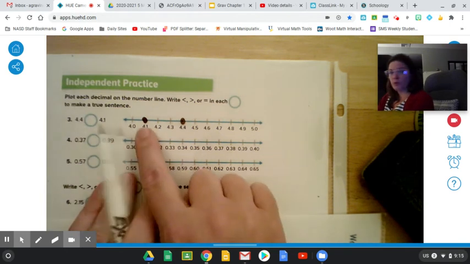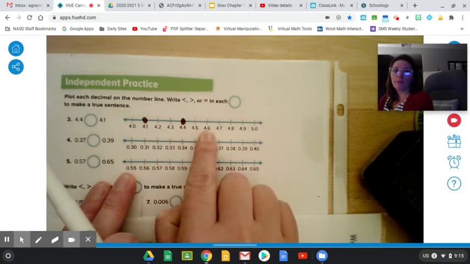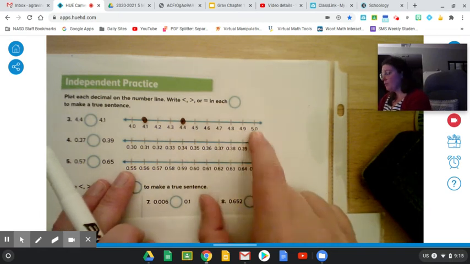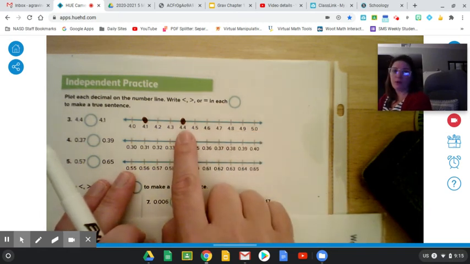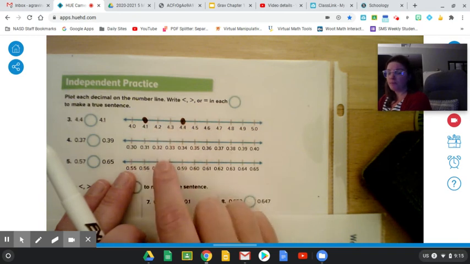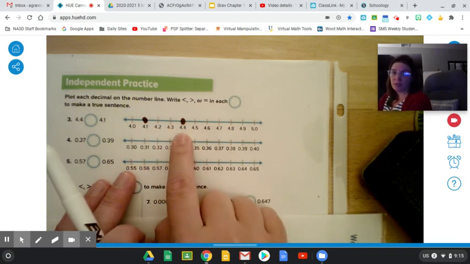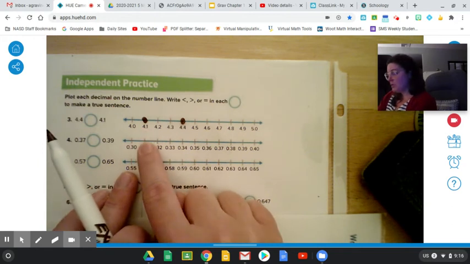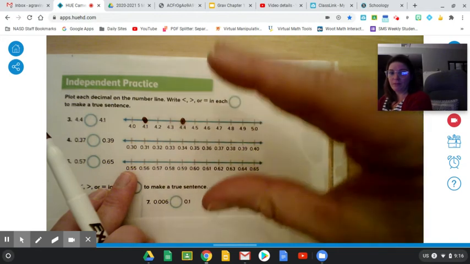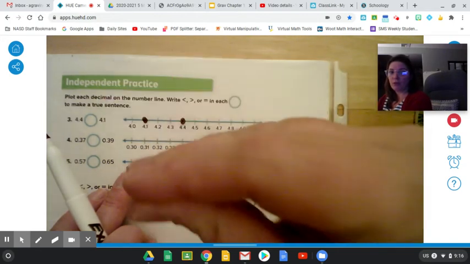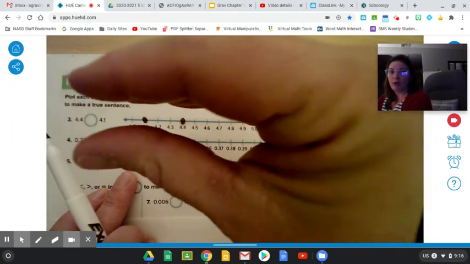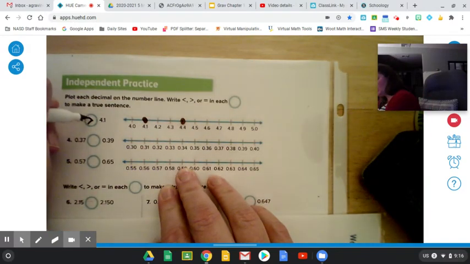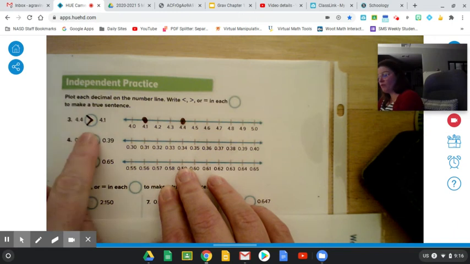As we move to the right on the number line, the value increases. The numbers are greater. So 4.4 is on the right of 4.1. That means 4 and 4/10 is greater than 4 and 1/10. And as I always say in class, remember that Pac-Man eats the greater number. So if we look at the problem, 4.4 is greater. So Pac-Man is going to eat 4 and 4/10.